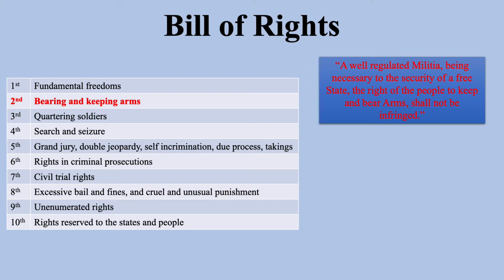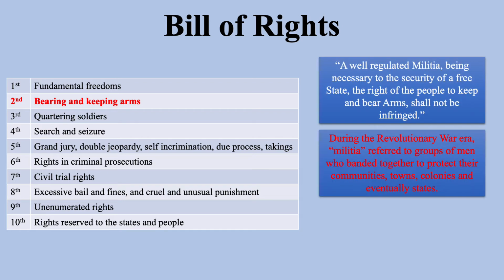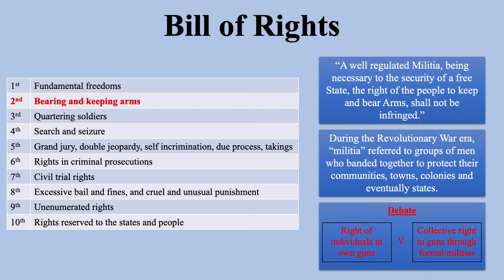The Second Amendment provides American citizens with the right to bear arms, where it says, "A well-regulated militia being necessary to the security of a free state, the right of the people to keep and bear arms shall not be infringed." During the Revolutionary War era, before the Constitution was ratified, militia referred to groups of men who banded together to protect their communities, towns, colonies, and eventually the states. As our nation has matured, a spirited debate has emerged over how the Second Amendment should be interpreted. One side to the right advocates for the rights of individuals to bear arms, while the other side to the left advocates for only formal militias to bear arms, like police departments and sheriff's offices.